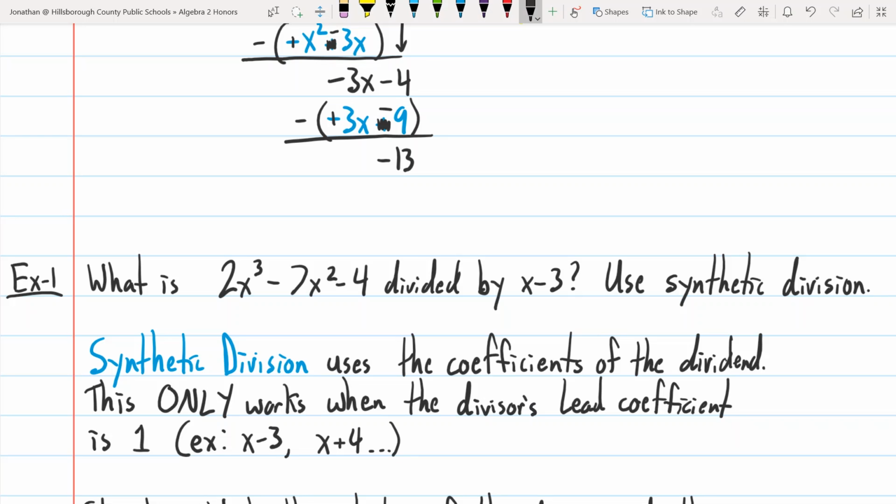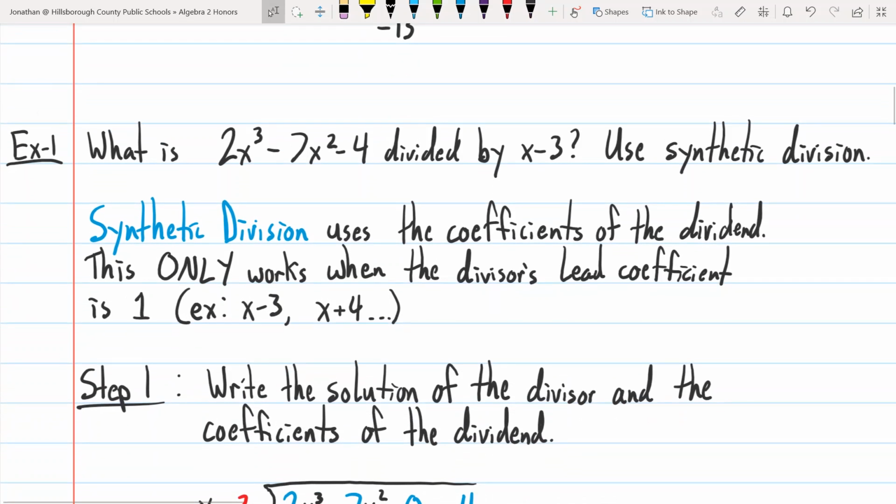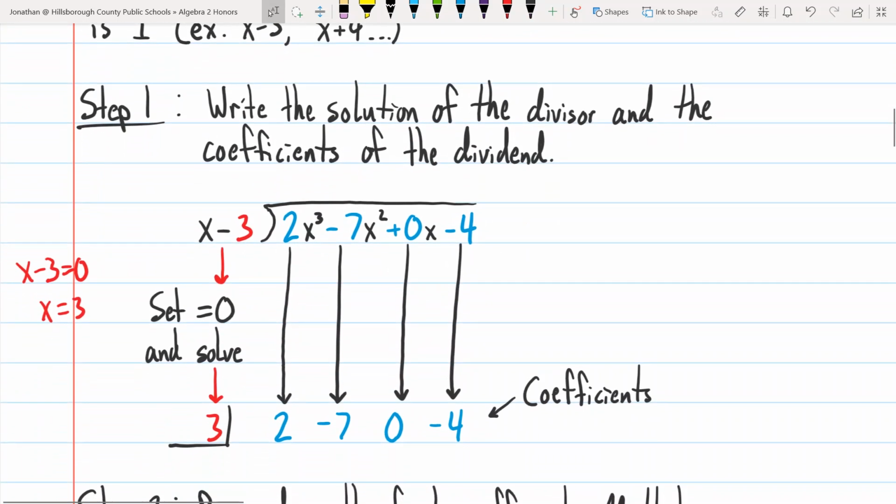Okay, so make sure you write that part down. Pause the video to get through it. A little messy, so I'm just touching that up. Okay, step 1. You're going to write the solution of the divisor and the coefficients of the dividend. So I've written them in these different colors here. So what you do is you take what you're dividing by, set it equal to 0, and solve it to get this number that we put in a box right here.